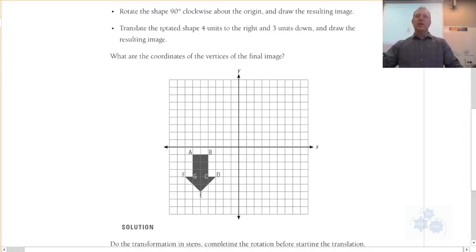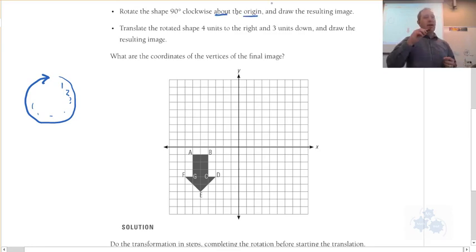So rotating it 90 degrees clockwise. So remember, a clock goes like this, right? This is the direction a clock goes, from 1 to 2 to 3 and so on, right? So this is clockwise, and when it says about the origin, that means around the origin, or having the origin as the pivot point, okay?